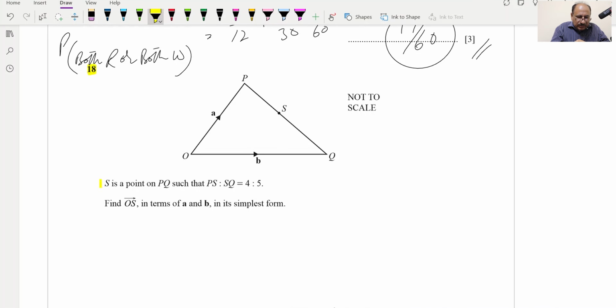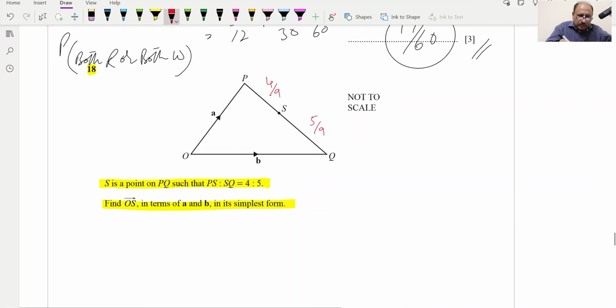Question 18 says S is a point on PQ such that PS is equal to SQ. So PS is this one, SQ is this one. They are saying 4:5. So 4:5, it means total is 9. So 4 by 9 and 5 by 9. This is how we are writing the ratios, and they're saying find OS in terms of A and B in its simplest form. So OS, our target is to find OS.